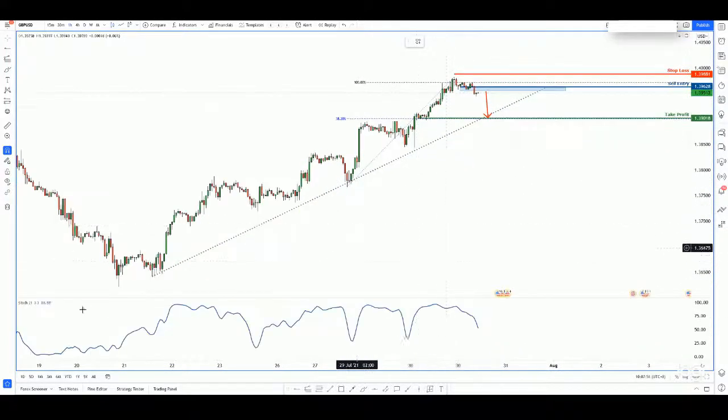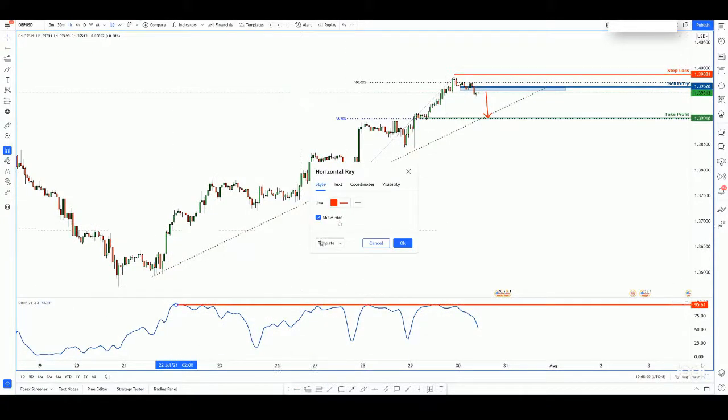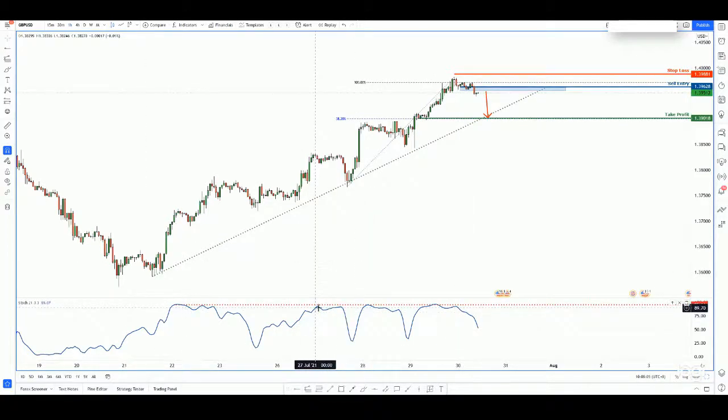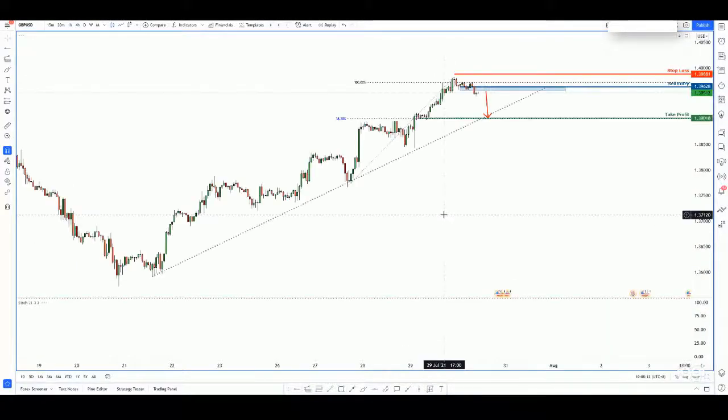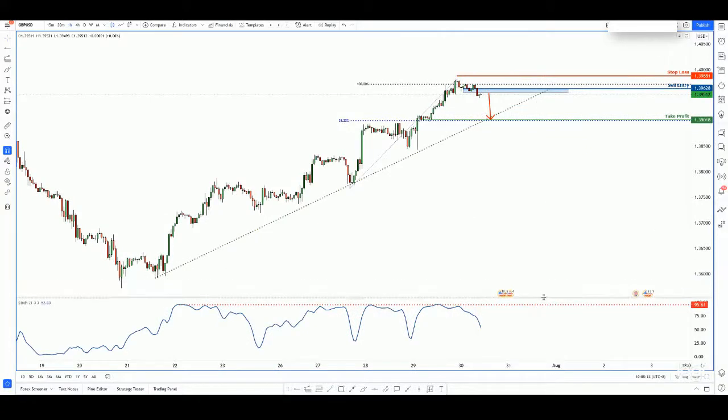Last but not least, we can take a look at the stochastics indicator, and you can actually draw a resistance line along the stochastics indicator. Every time stochastics reaches this resistance line, price does a healthy pullback. So this is what we can expect at this time as well.